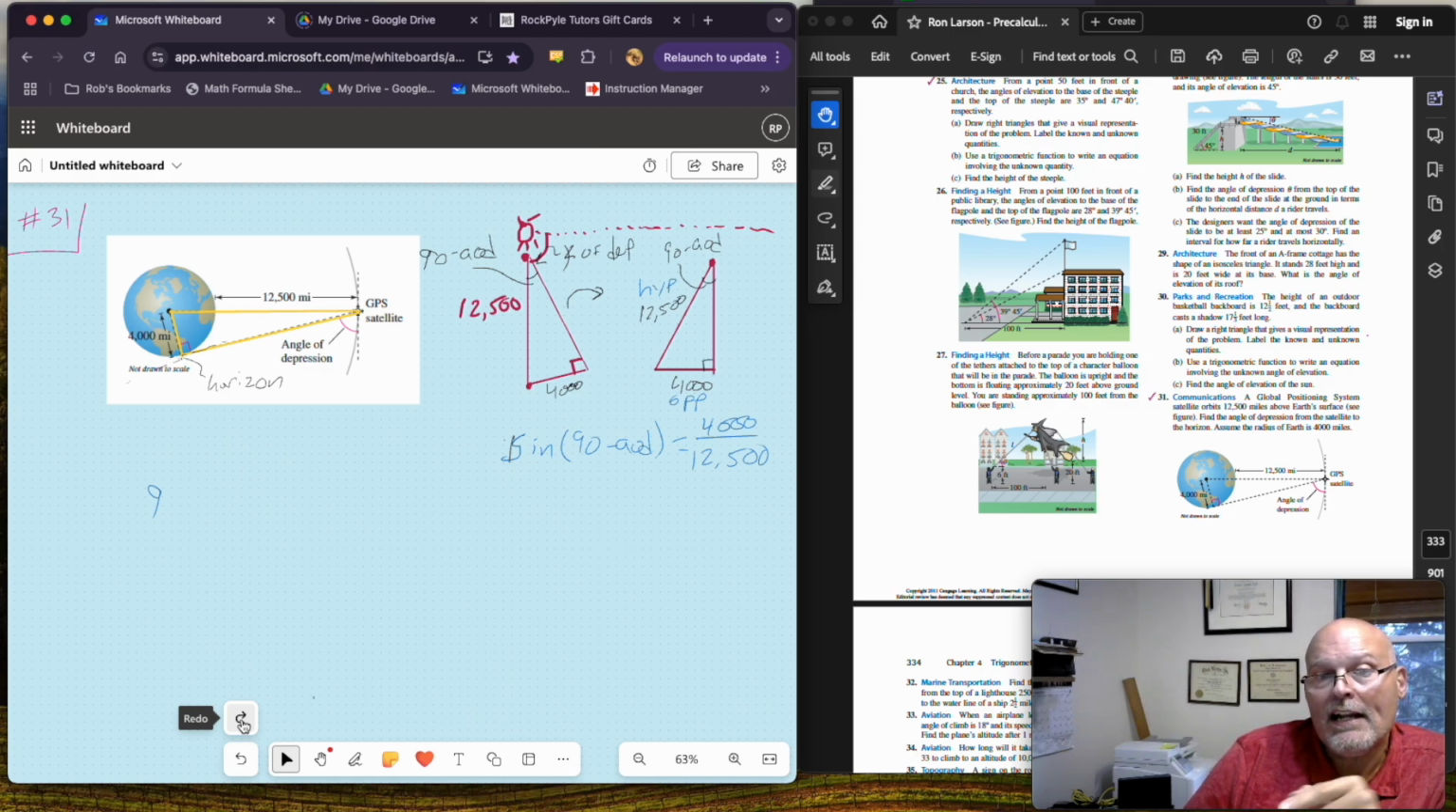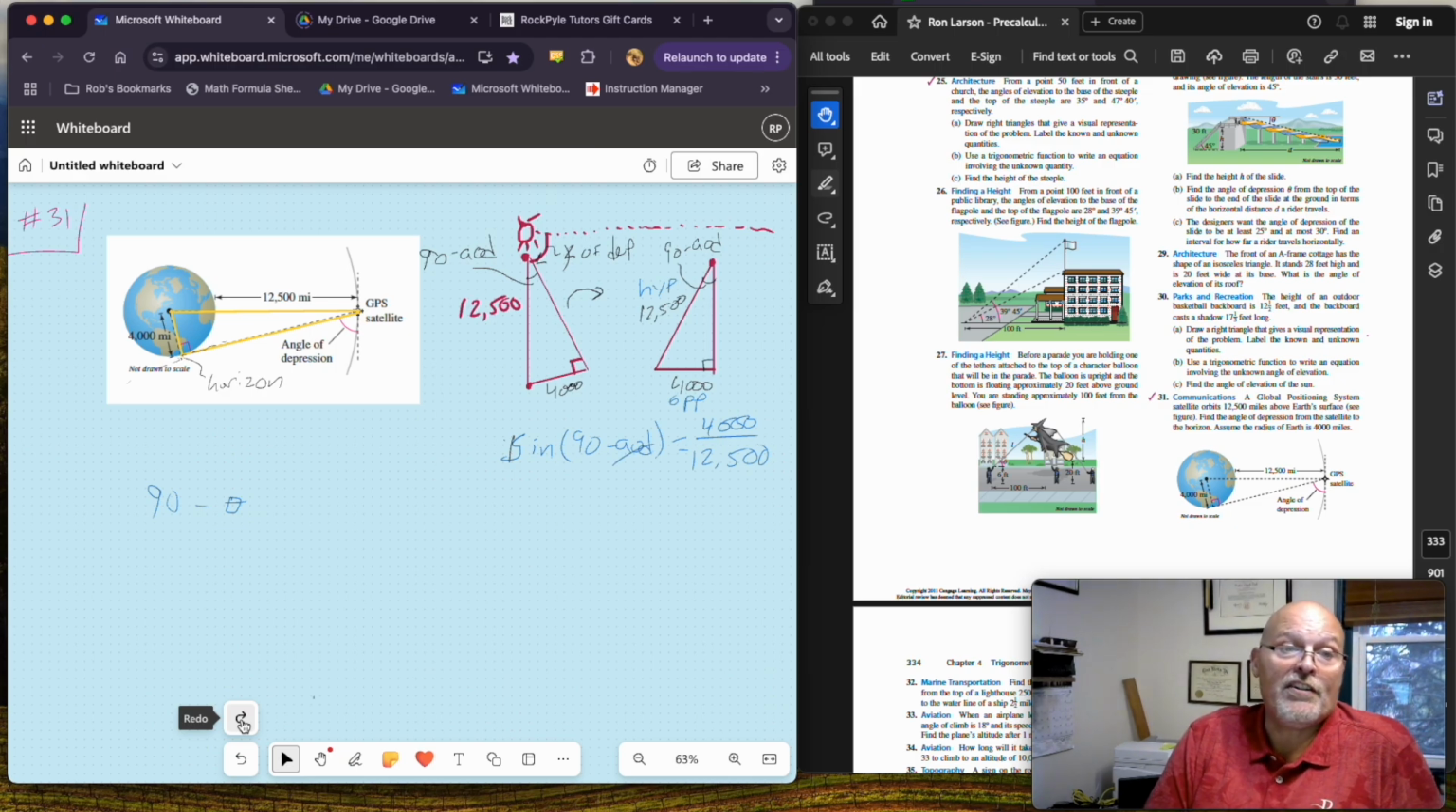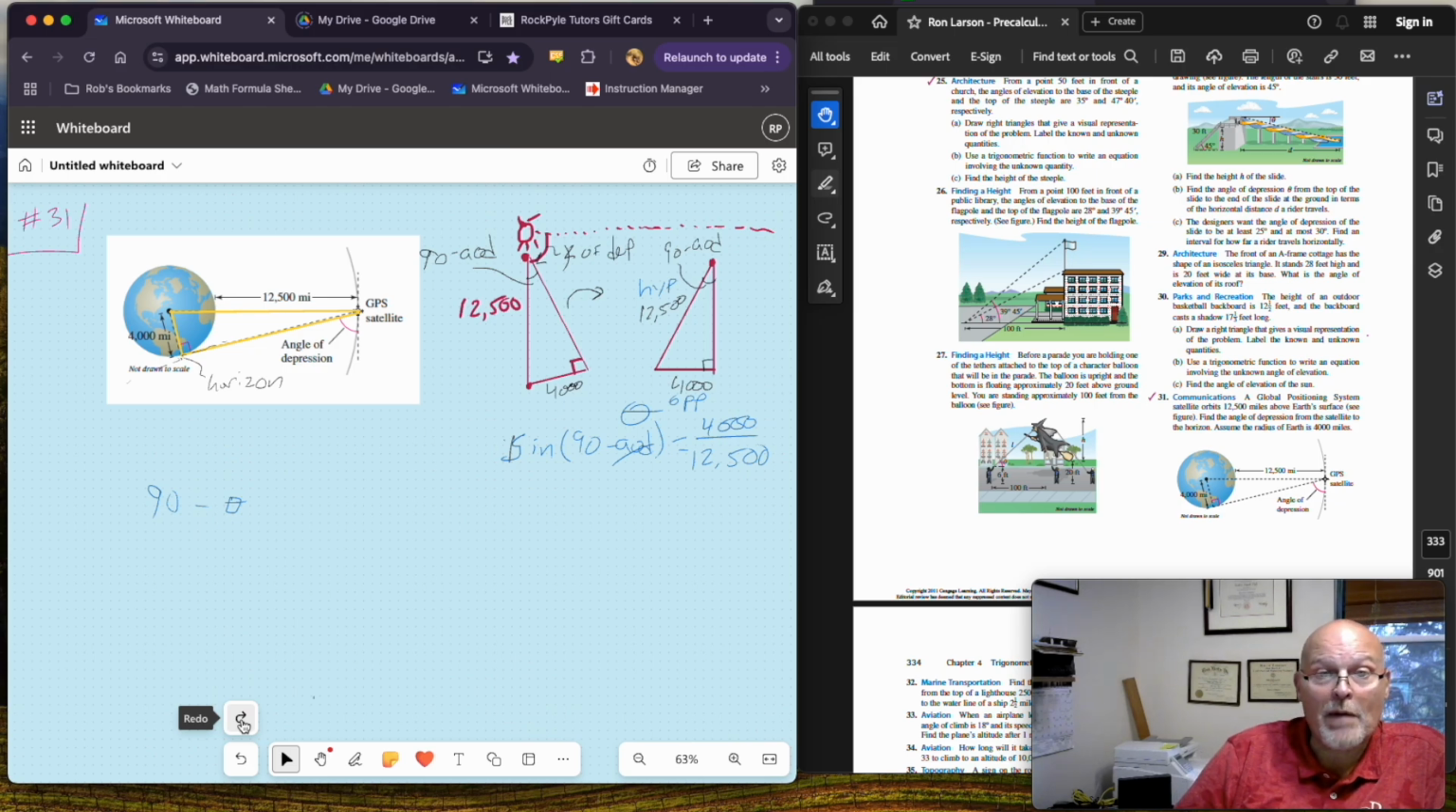So to find that angle, I'm going to do the inverse sine. So I'm going to do 90 minus theta. I'm going to get rid of that abbreviation and just put a Greek letter in there. So my angle that I'm looking for, the final answer, that angle of depression, is theta. So 90 minus theta, right, is the inverse sine of 4,000 over 12,500. Right? Think through that one. But that's how we're going to find it.